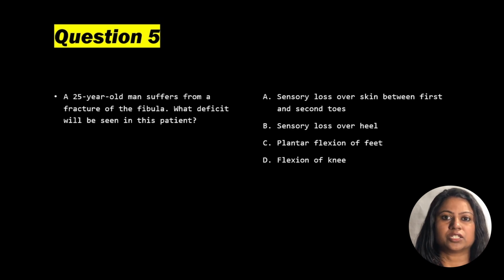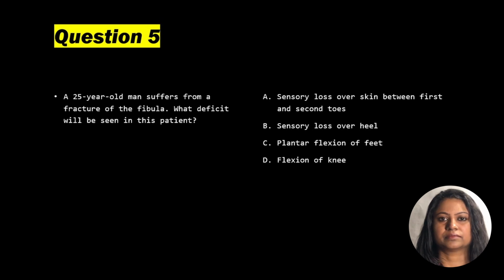Question 5. A 25-year-old man suffers from fracture of the fibula. What type of deficit will be seen in this patient? Option A, sensory loss on skin between first and second toes. Option B, sensory loss over heel. Option C, loss of plantar flexion of the feet. Option D, loss of knee flexion.